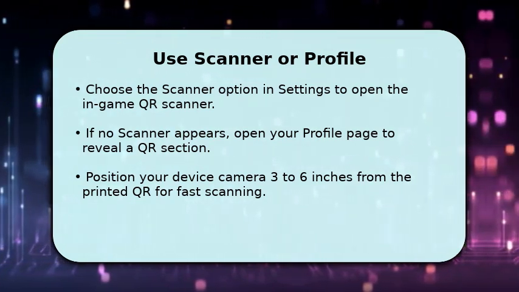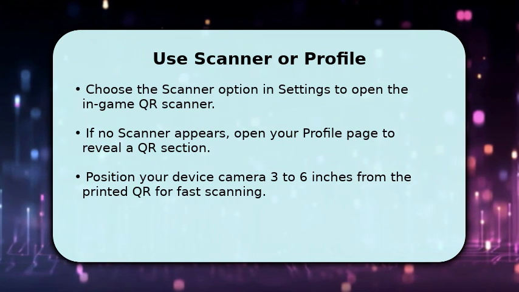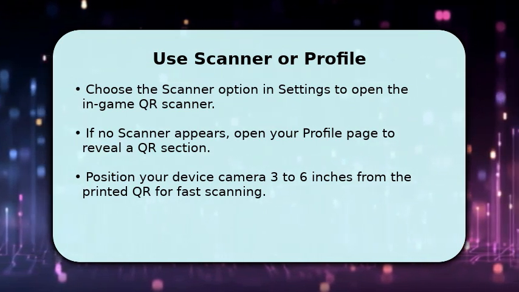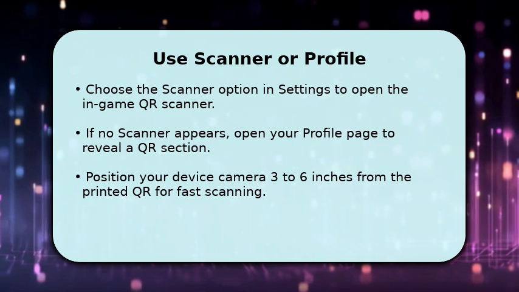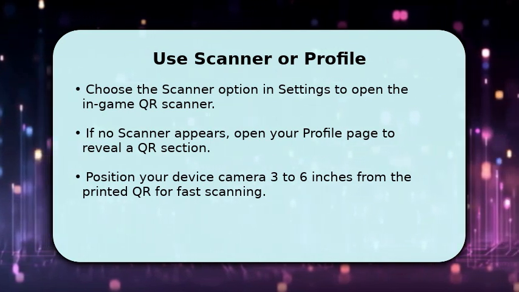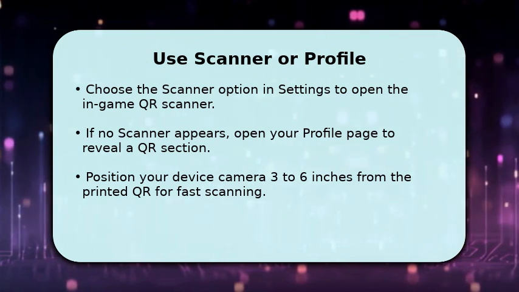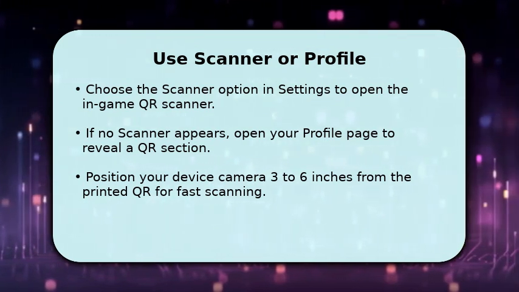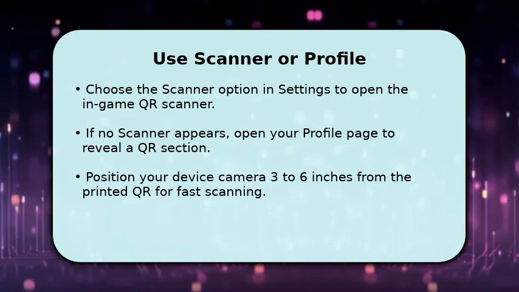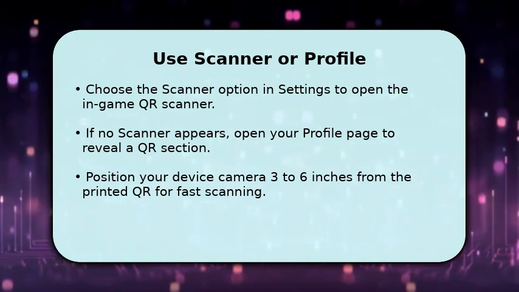If no scanner appears, open your profile page to reveal a QR section. Your profile may display a personal QR code image and a save button. Position your device camera 3 to 6 inches from the printed QR for fast scanning. Hold steady until you hear a confirmation sound or see a success animation.